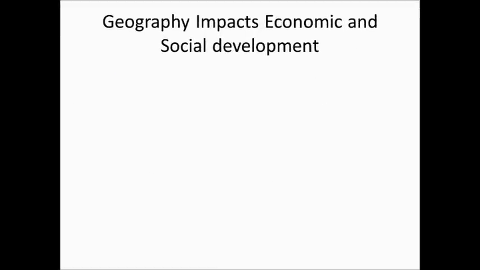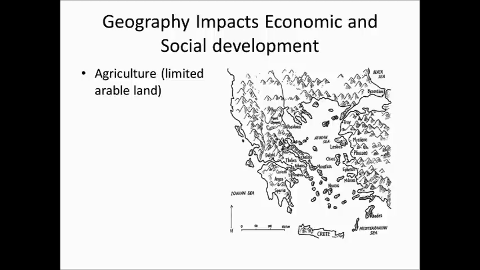Okay, so how did the geography impact the economies and the social development of ancient Greece? First off, agriculture was very, very difficult on the Greek mainland, mainly because the mountains limited the amount of arable land that was there, and only certain crops could be grown. And we're going to talk more about those when we get to the ancient civilizations of the one located on Crete and the mainland, the Mycenaeans.